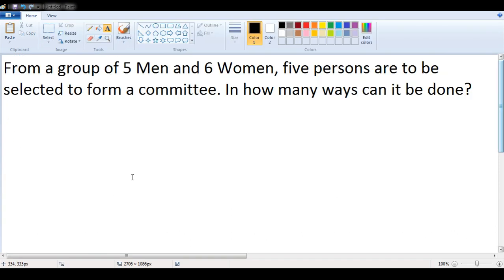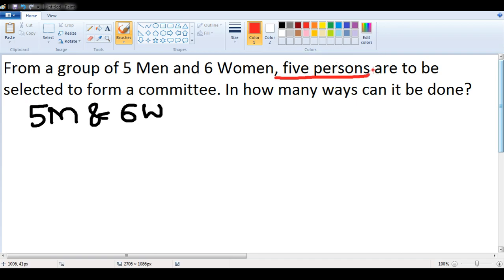Your next question is, from a group of 5 men and 6 women, 5 persons are to be selected to form a committee. In how many ways can it be done? Now, in the previous question, they said that from this many men and women, I should select these many men and women. Now, they are saying that 5 persons are to be selected. I am least bothered about whether those 5 persons are all male, all female, or a combination of male and female, because they are not mentioning anything about gender. So, you can combine all these things.